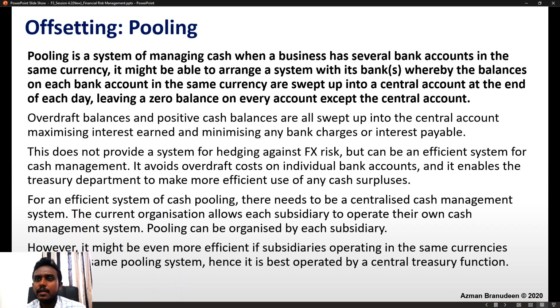So if we take an additional look at this, for an efficient system of cash pooling, there needs to be a centralized cash management system. The current organization allows each subsidiary to operate their own cash management system. Pooling can be organized by each subsidiary. However, it might be even more efficient if subsidiaries operating in the same currencies share the same pooling system. Hence, it is best operated by a central treasury function.